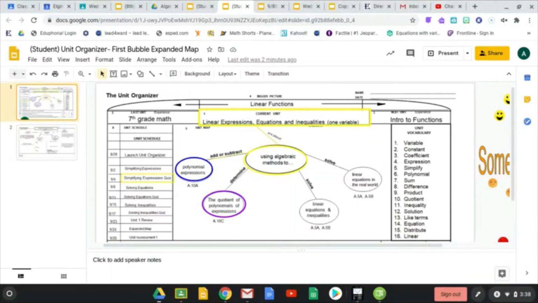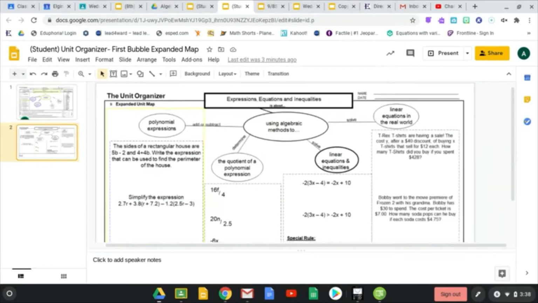All right, we're talking about linear functions, specifically linear expressions, equations, and inequalities in one variable, which are about using algebraic methods to add or subtract polynomial expressions. And then yesterday, you also determined the quotient of polynomial expressions. Today you have a quiz simplifying expressions noted in the left-hand column under unit schedule. And so today, before you take your quiz, we're going to complete the expanded map under the first bubble.